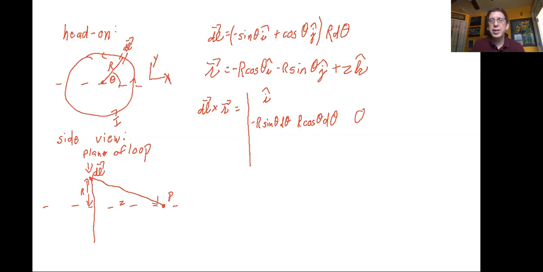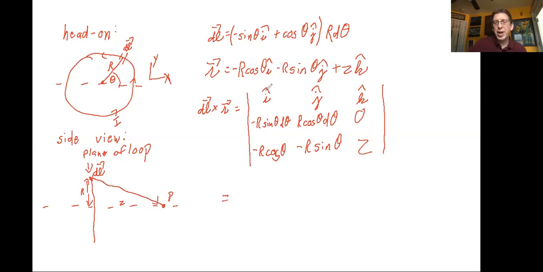Let's draw this out a little bit better. So that's j hat and k hat. So those are the components of dl. And then the components of R are negative R cosine theta, negative R, capital R, sine theta, and z. So let's look at this.